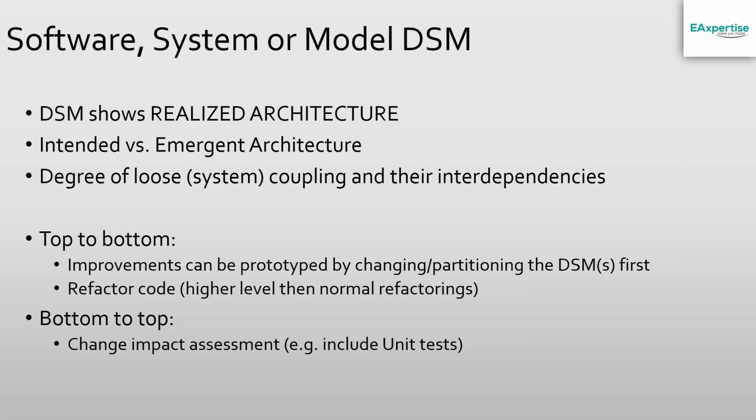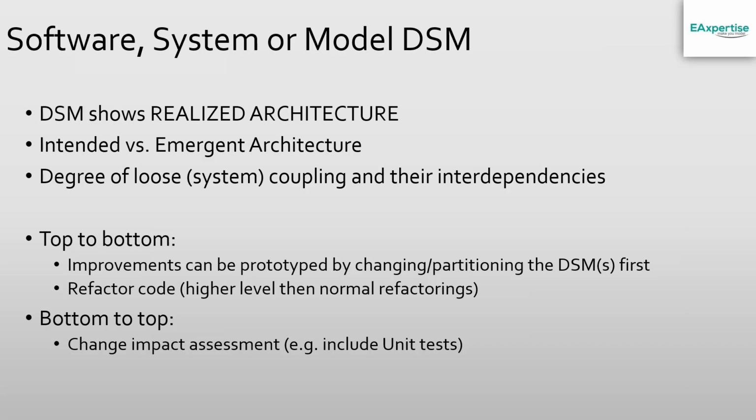And what you will find is the degree of loosely coupled systems and their interdependencies. So if you look from top to bottom, it can provide you a way to help improve your model or your code. It can help you to refactor code because you get a higher level of visibility of your system application than you can have with doing normal refactorings. A DSM gives you a higher overview than a model does because it overlooks your model. And I will show you in a minute how that works.